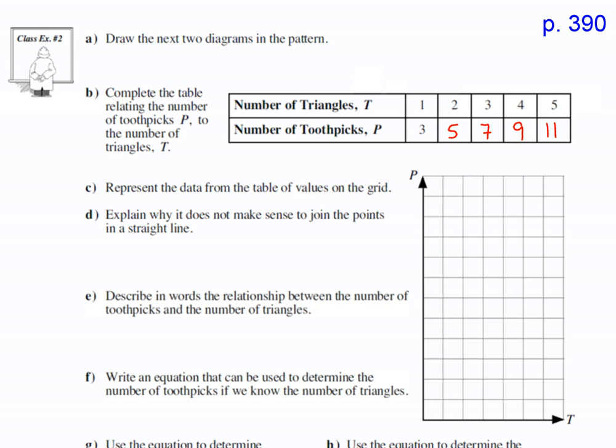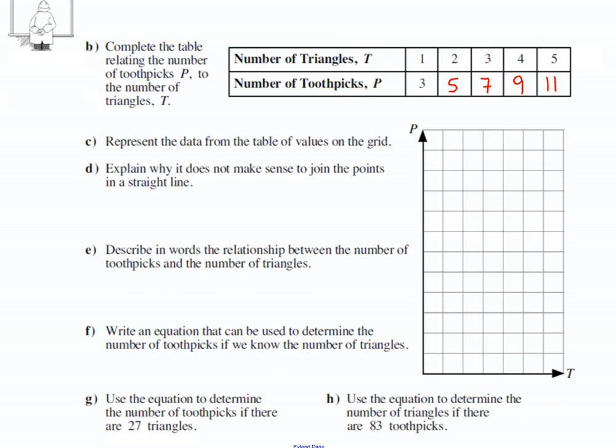Okay, represent the data. So plot the points. So the question is, when you have a table, which one's X and which one's Y? X is the independent. Which one's independent? The number of triangles. So the first one is always X. The second is always Y. The input, output, right? So the number of triangles is what? Is that going to be independent or dependent? Independent. X is the independent variable.